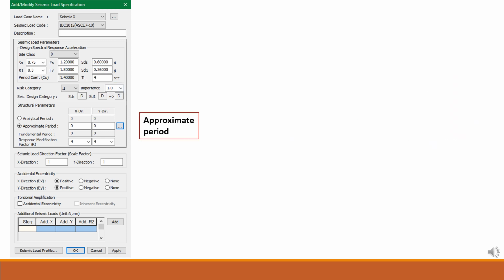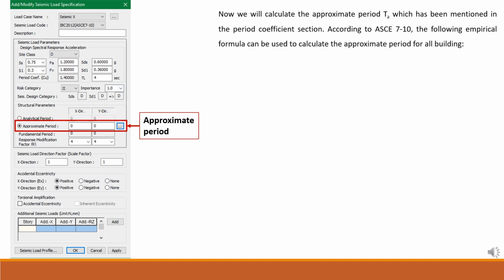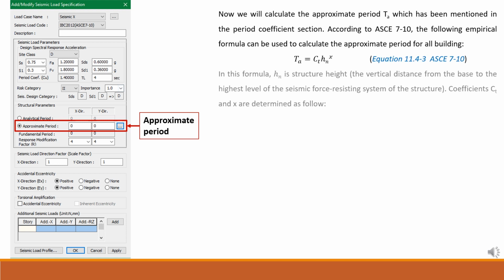This part is approximate period. Now we will calculate the approximate period T, which has been mentioned in the period coefficients section. According to ASCE 7-10, the following empirical formula can be used to calculate the approximate period for all buildings. In this formula, h is structure height, the vertical distance from the base to the highest level of the seismic force resisting system of the structure. Coefficients CT and X are determined as follows.